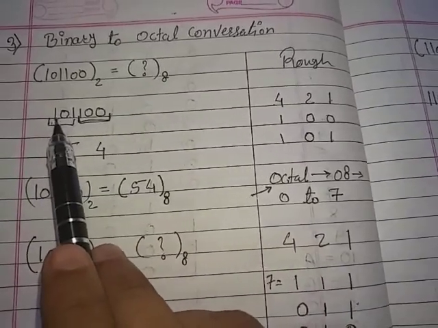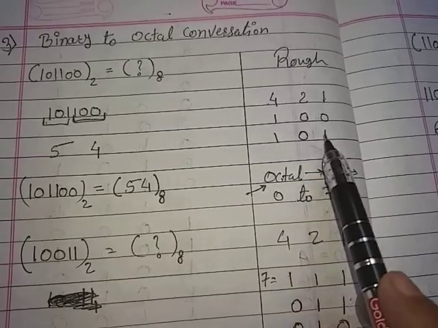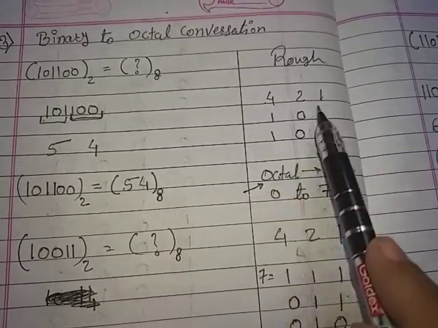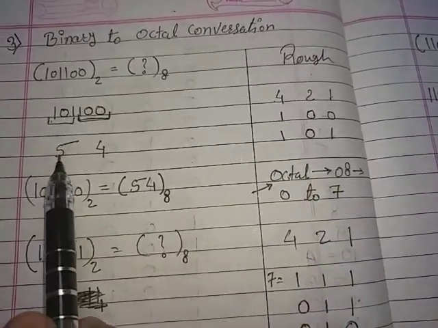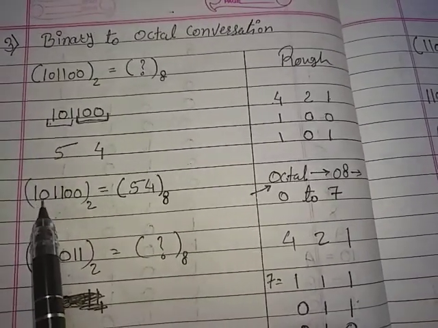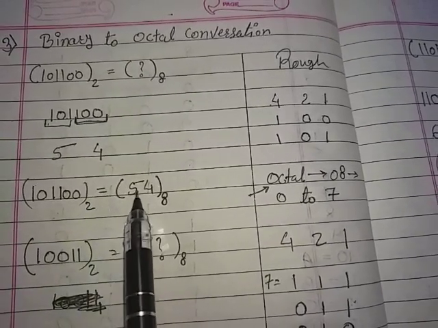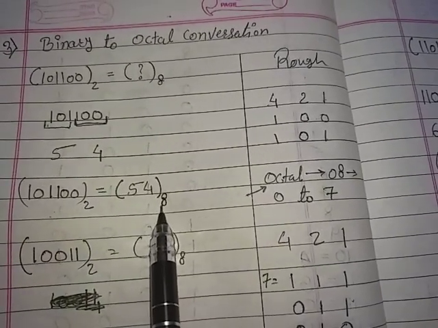The next group is 101. So I will put it here, 101. So 4 plus 1, that is 5. So I will write it here, 5. So my answer for 101100 radix 2 is equal to 54 radix 8.